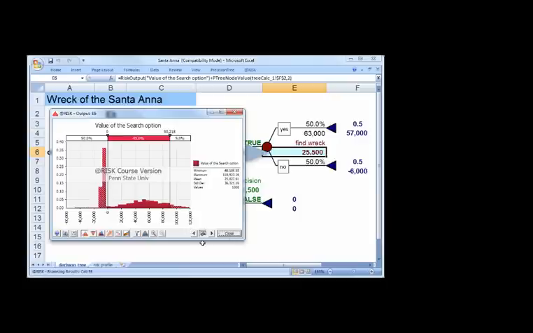The third question asks for a 95% confidence interval for the profitability of the expedition. And a 95% confidence interval has tails of 2.5% at each end. The easiest way to get that is simply to change these tails to 2.5% each. And then you can read the ends of the confidence interval off from the top here. I get minus 9,615 to 98,459.